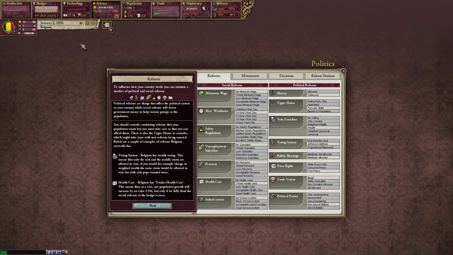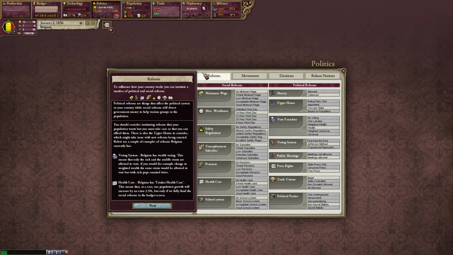Below are a couple examples of reforms Belgium currently has. The voting system: Belgium has wealth voting. This means only the rich and middle strata are allowed to vote. If you would, for example, change to weighted wealth, the same strata would be allowed to vote, but with rich pops counted twice. Healthcare: Belgium has trinket healthcare. This means that at a cost, our population growth will increase by an extra 2.5%, but only if we fully fund the social reforms in the budget screen.